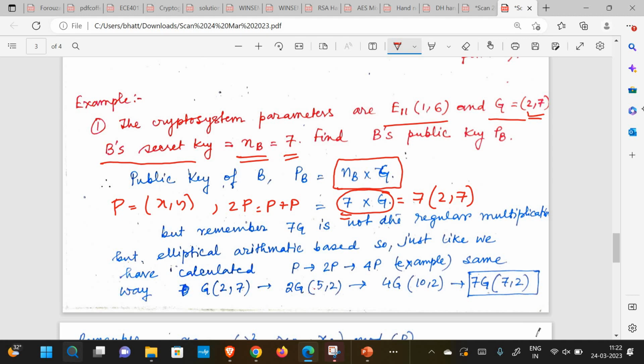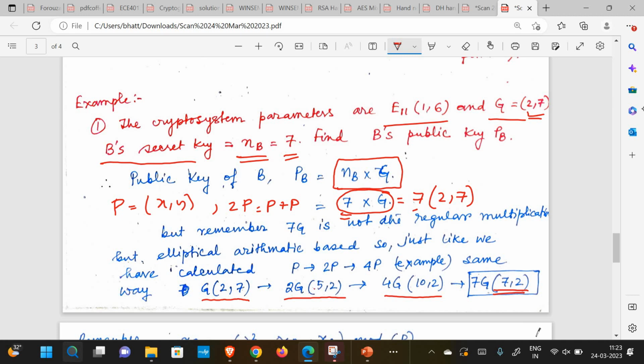You have to find 7G over here, which is nothing but, as you can see, the last line I mentioned. G is 2, 7. So you have to find 2G, which will come around 5, 2. Similarly, you can find 4G, which will be around 10, 2. Similarly, if you find 7G, it will be 7, 2. This calculation I have not done in the solution, but it is expected that you do it in your exam, because this involves the elliptical arithmetic calculation. This is nothing to do with the crypto system.